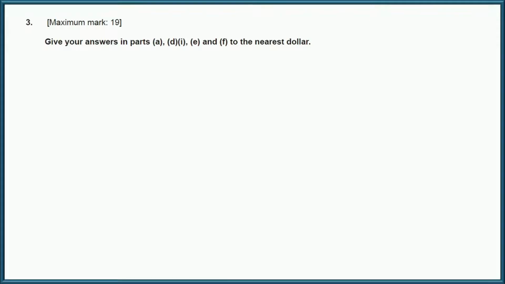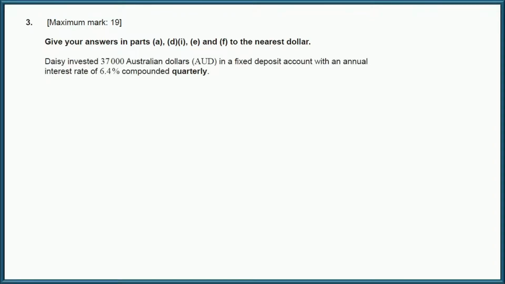All right. So first one, Daisy invested 37,000 Australian dollars into a fixed deposit account with an annual interest rate of 6.4% compounded quarterly. So fixed deposit account means it's not an annuity. It's like a savings account. You just put the money in there and you leave it alone and it just grows. All right. So first question is, calculate the value of Daisy's investment after 2 years.